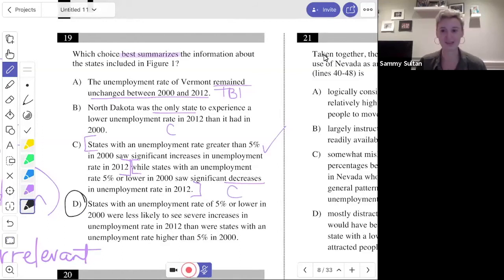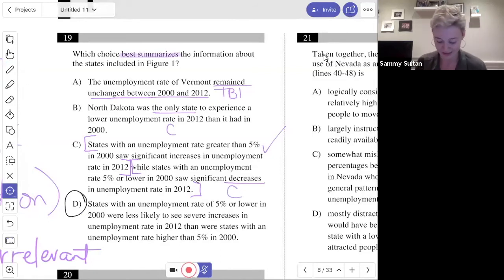But just to make you a little more comfortable with that, okay, there's some pretty friendly, vague language here. They were less likely to see severe increases in unemployment. That's kind of hard to prove wrong. Likelihood? Like, what does that mean? I'm fine with it not being specific, right? Because then I can't rule it out. But let's just check that out, okay?